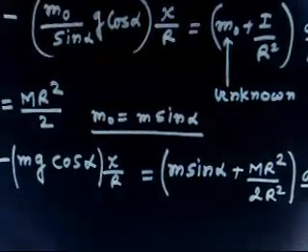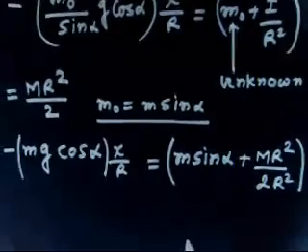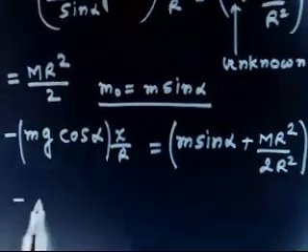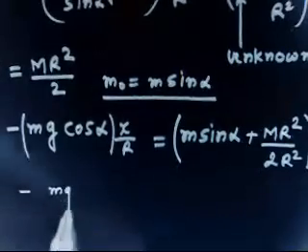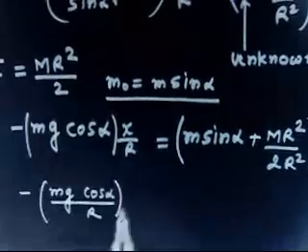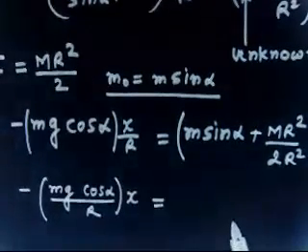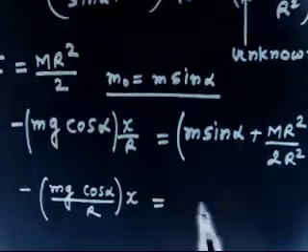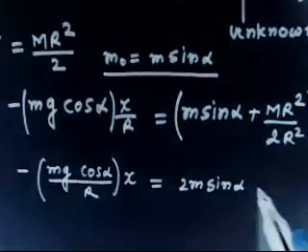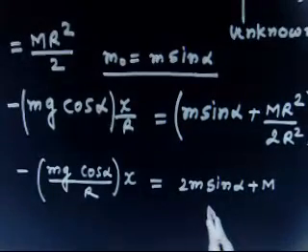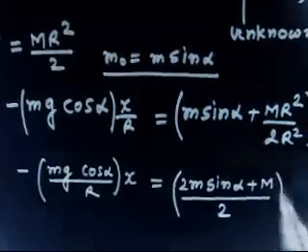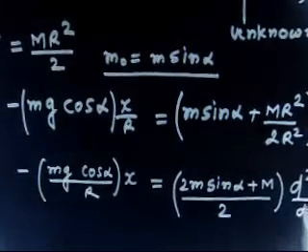d2x by dt square. Are you getting? So I think you will have minus mg cos alpha by r into x. This is equals to, so r square goes, so you will have 2m sin alpha plus capital M, this divided by 2. So let us take 2 that side, d2x by dt square.